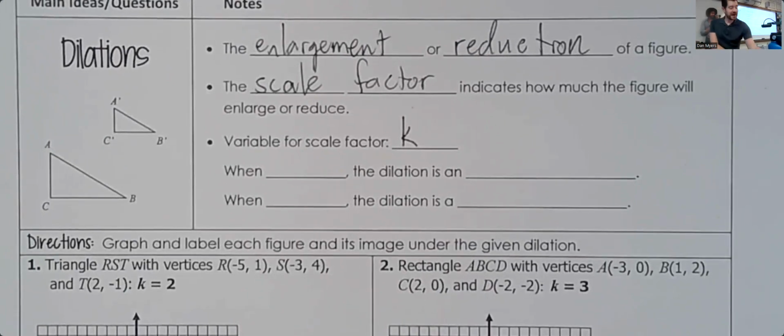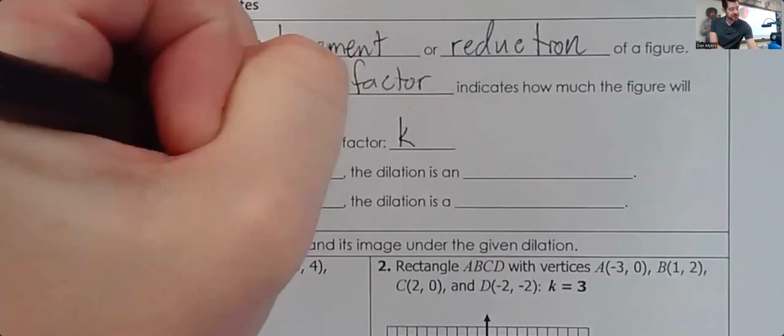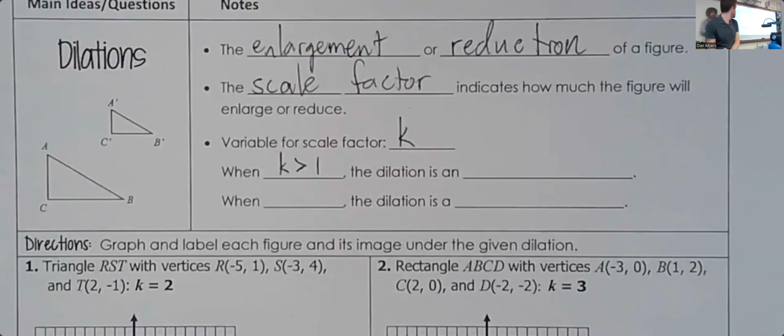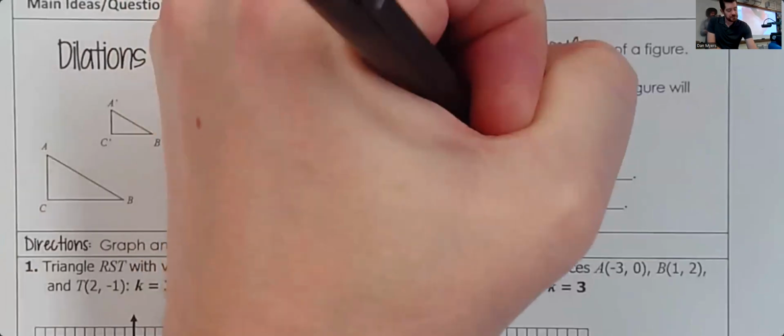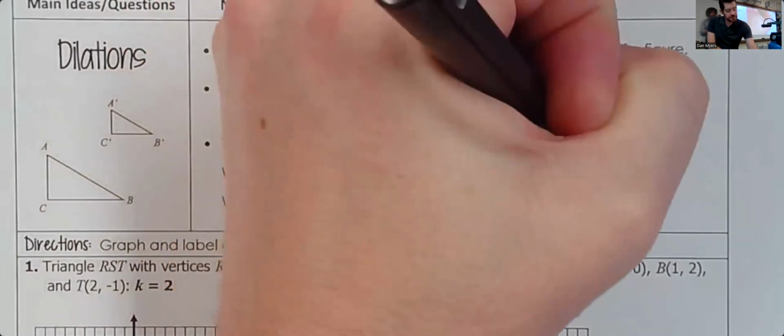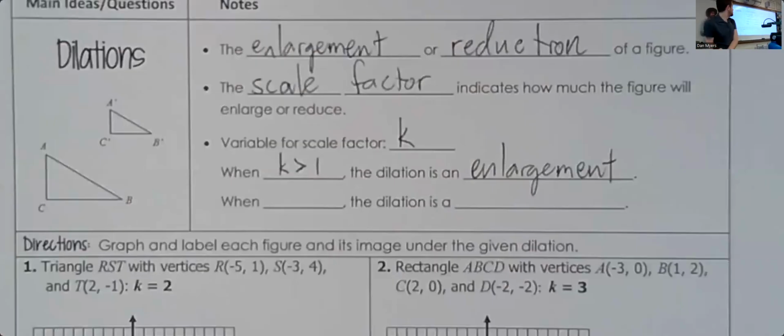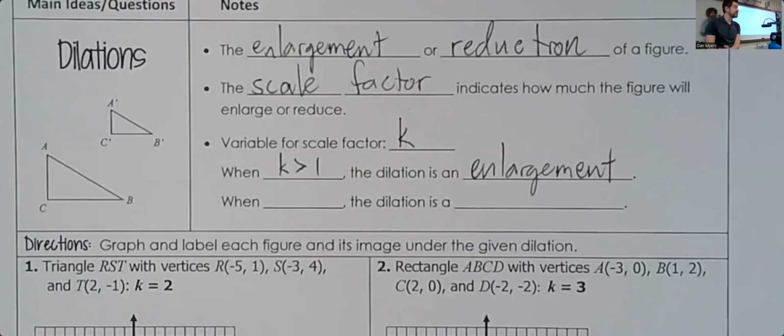So if the value of k is greater than 1, what do you think happens to the original figure? Does it get larger or smaller? It gets bigger. So that would be an enlargement. If the value of k is greater than 1, whether it's a whole number or a decimal or even a fraction, sometimes improper fractions, right? Improper fractions have values greater than 1.